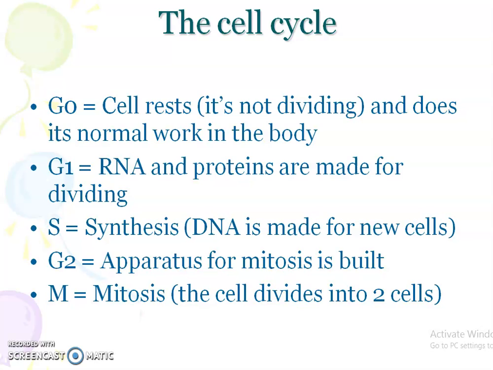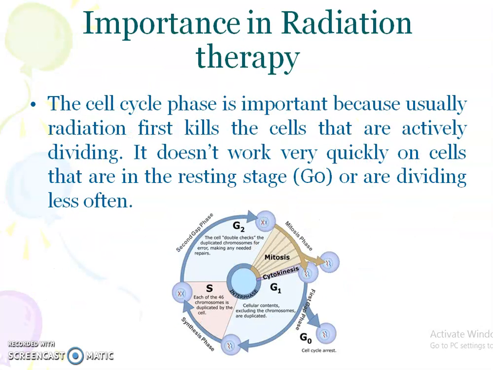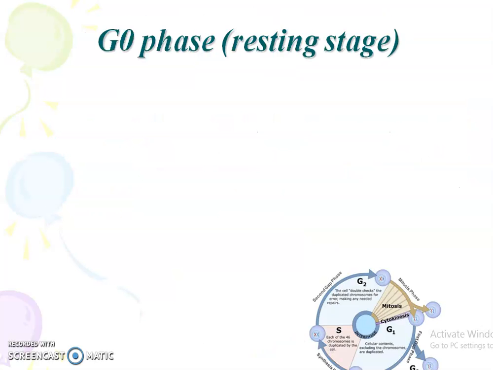So let us discuss this cell cycle in detail. Before going to that, what is the importance of the cell cycle in radiation therapy? The cell cycle phase is important because radiation kills cells that are actively dividing. So radiation will work very quickly on cells that are very actively dividing, and we should also understand that for cells in the resting stage, the G0 phase, the radiation will not work at all.